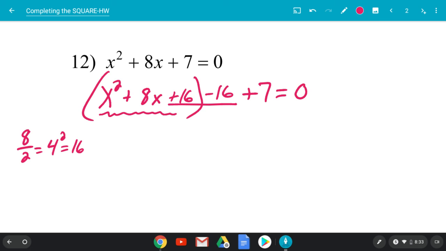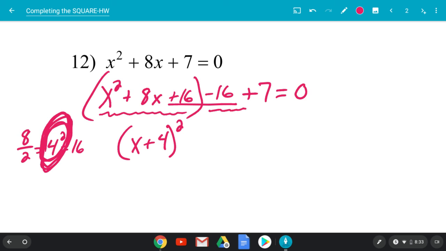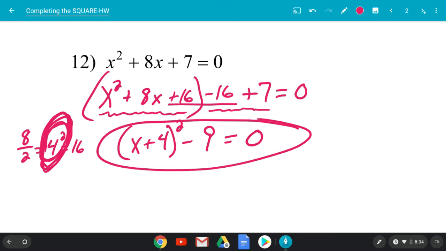This quadratic in the middle is now a perfect square trinomial, which means I can factor it really quickly to be x plus 4 quantity squared. And I know it's 4 because that's what I found right here. Then I combine my like terms at the end, which is negative 16 plus 7, and that is negative 9, and that equals 0. That is in vertex form. My vertex is negative 4, negative 9. Yes, ma'am.